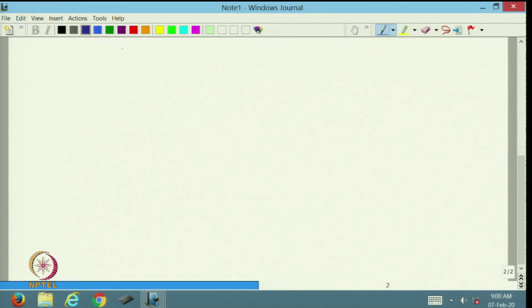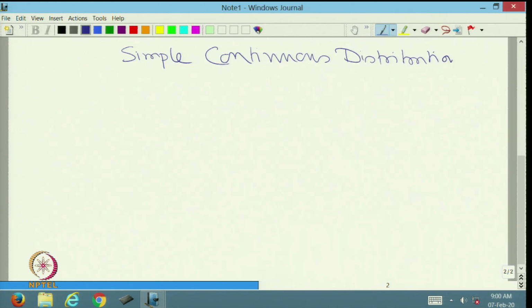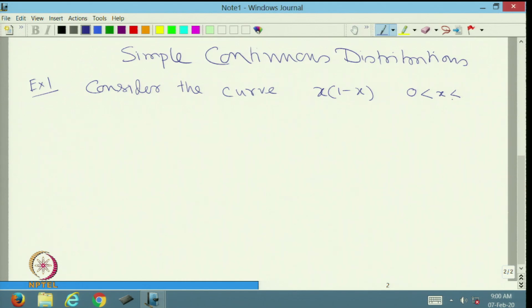With that, let us study some simple continuous distributions. As you can understand, there can be any number of distributions. We shall study them as different examples. So, example 1, consider the curve x into 1 minus x when 0 is less than x less than 1. Suppose we want to use it as a PDF.